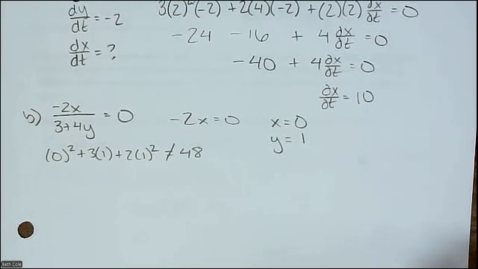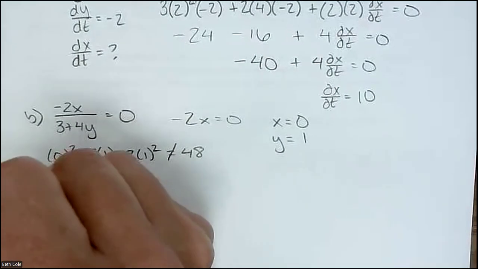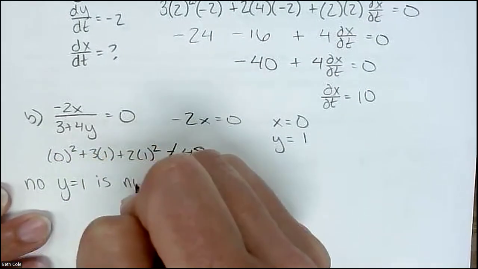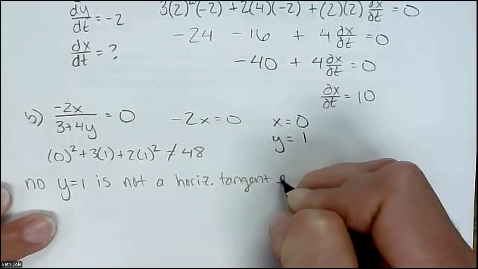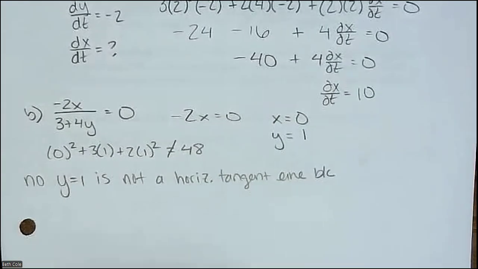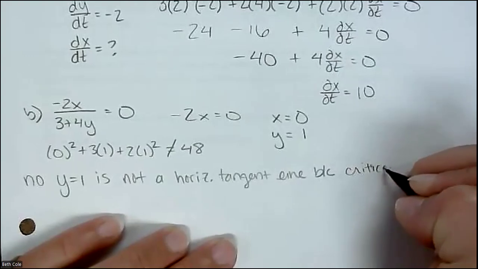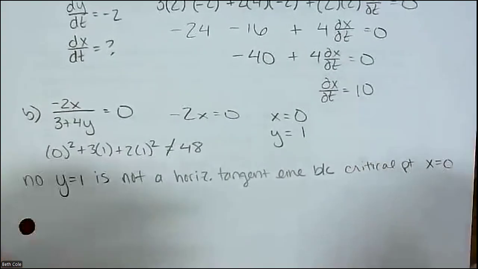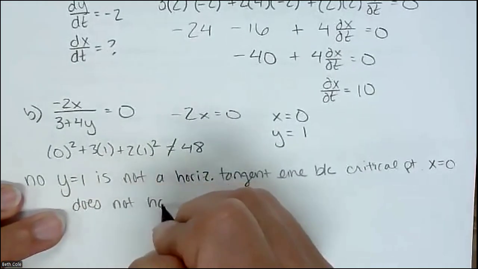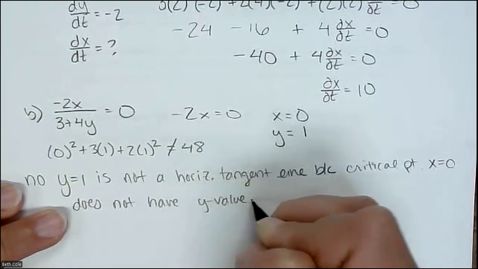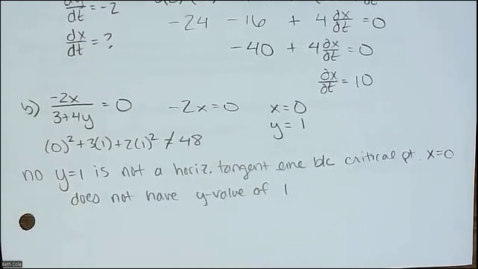So you can be as wordy as you like. I'm going to show you how I wrote this. I would say no, y equals 1 is not a horizontal tangent line because critical point x equals 0 does not have y value of 1. The way they wrote it was a lot worse. I think that kind of gets the point across. I kind of wrote it in a way that made sense to me.